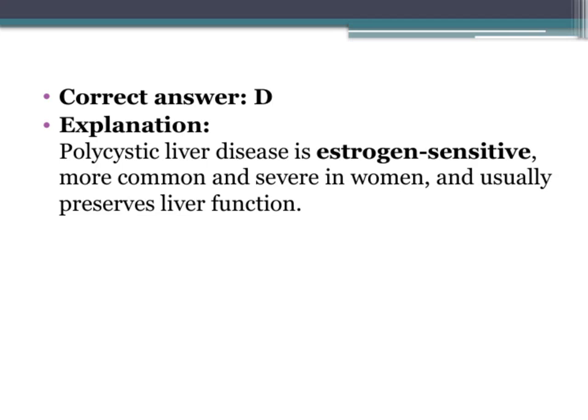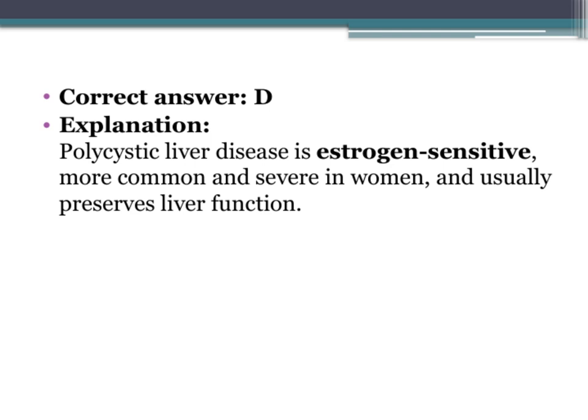All right, let's look at the correct answer here, which is D. When it comes to polycystic liver disease, a key point to remember is that it's estrogen sensitive. That means that hormones like estrogen can influence how this disease progresses. It's also more common and tends to be more severe in women, which ties back to that hormonal connection.